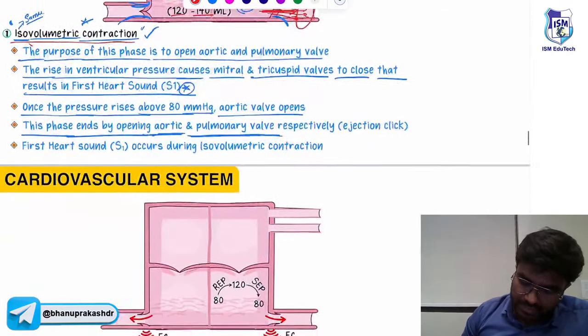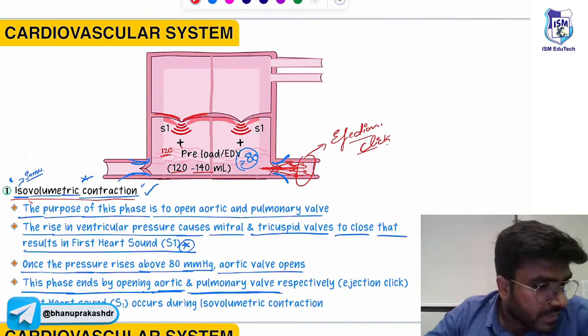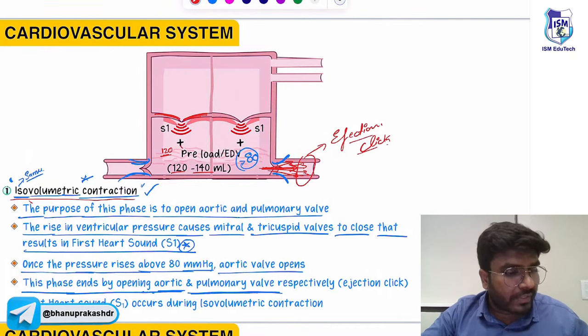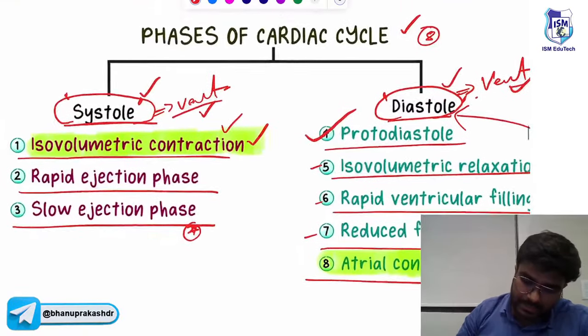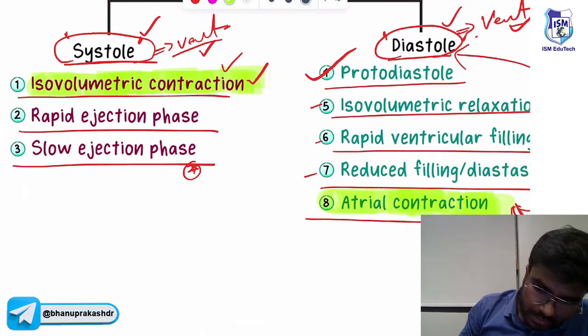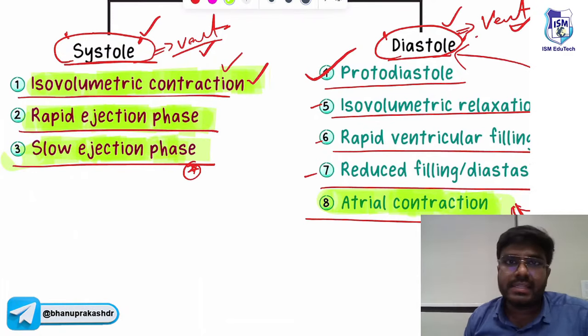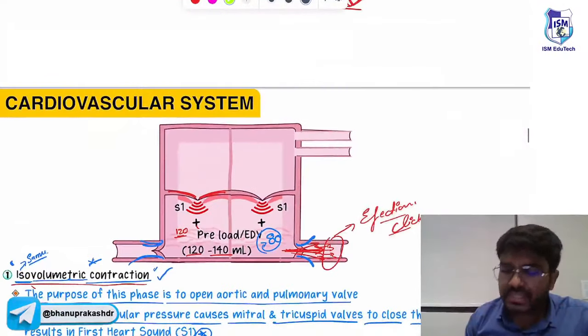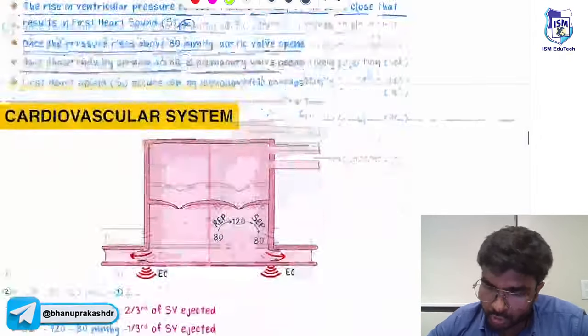Now, after this isovolumetric contraction, what is the next phase? Next phase, look here, guys. The next phase is the rapid ejection phase, and then the slow ejection phase. I will discuss both rapid ejection phase and slow ejection phase in one single slide. But before that, I want you to go through this once.